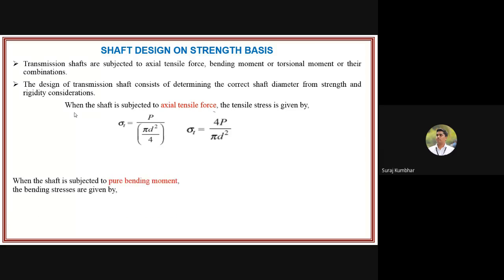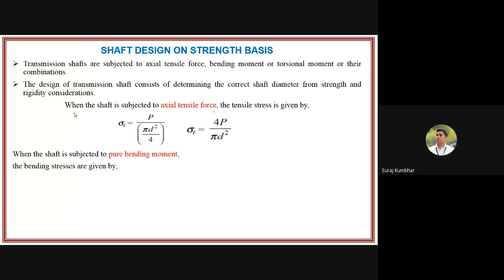Now the next point, when the shaft is subjected to pure bending moment only. The earlier case was axial tensile force application only. When the shaft is subjected to pure bending moment, the bending stress is given by the formula sigma b is equal to Mb into y divided by I, where Mb is the bending moment, y is the perpendicular distance from the neutral axis, and I is the moment of inertia about the axis.